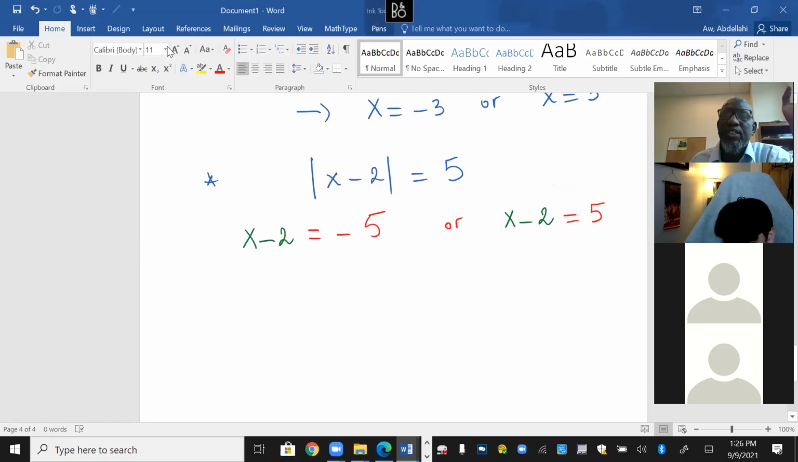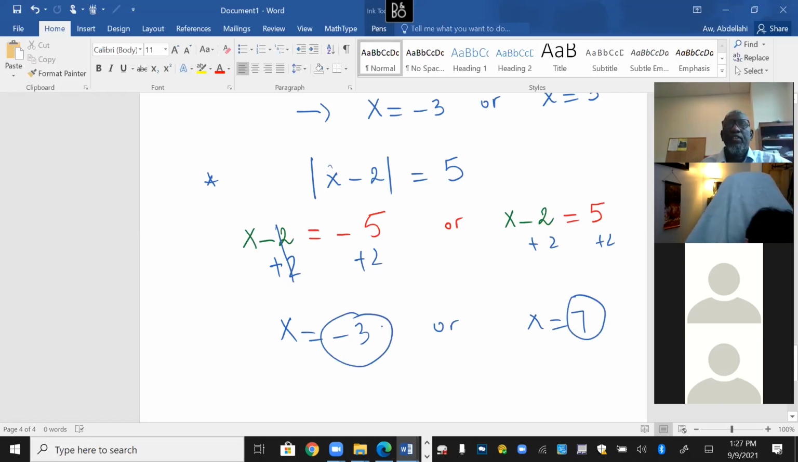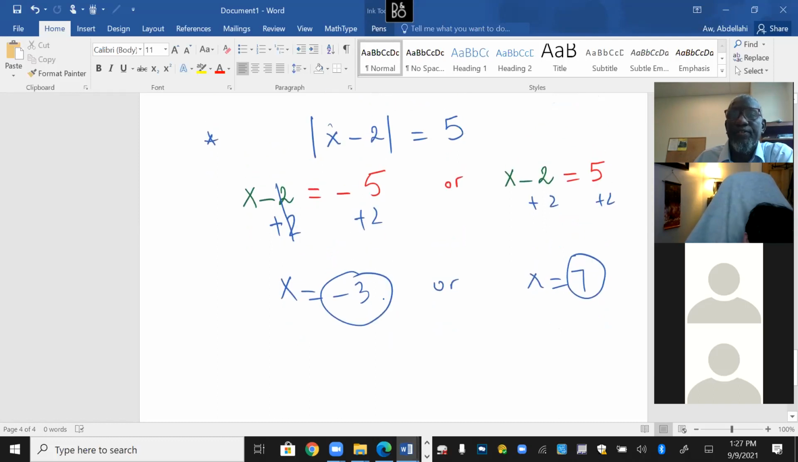So now, everybody see what we did? We have set whatever is inside the absolute value one time to 5 and one time to -5. And then we just solve. We add 2 to each side, so we get x equal to -3 or x equal to +7. Everybody see that? Okay.